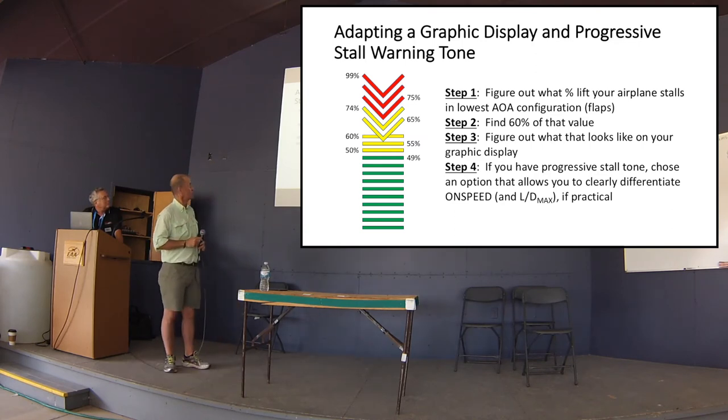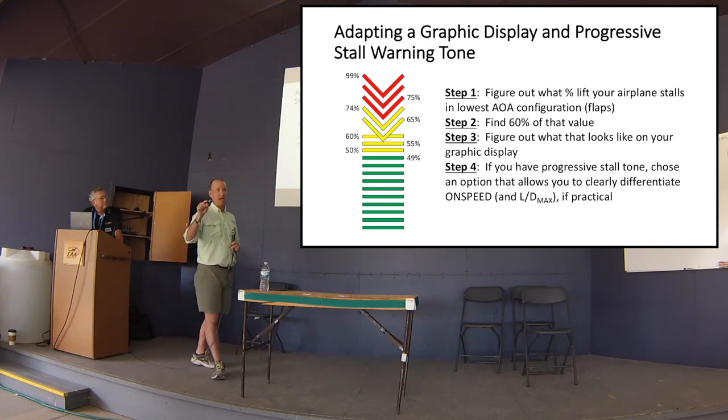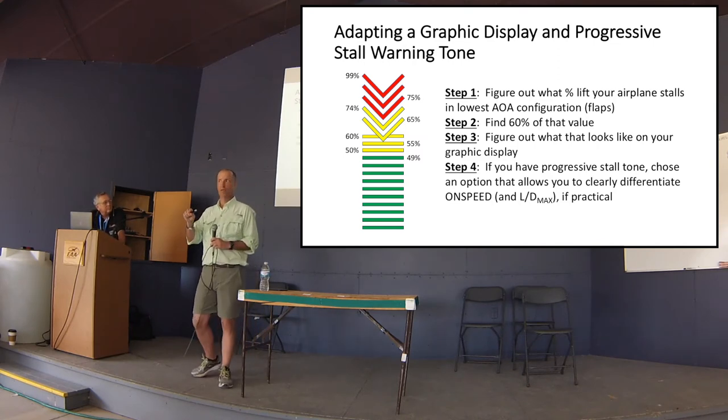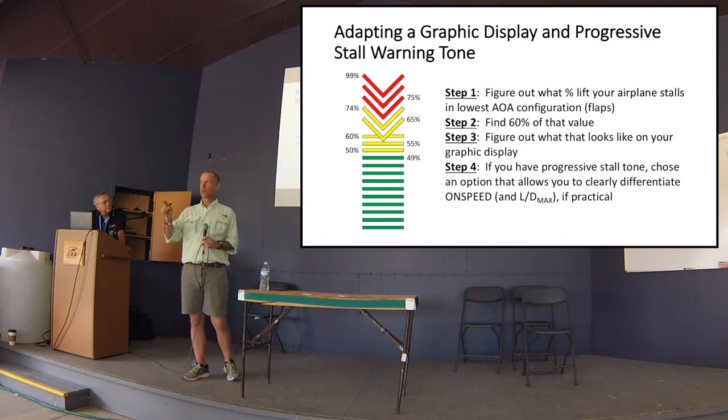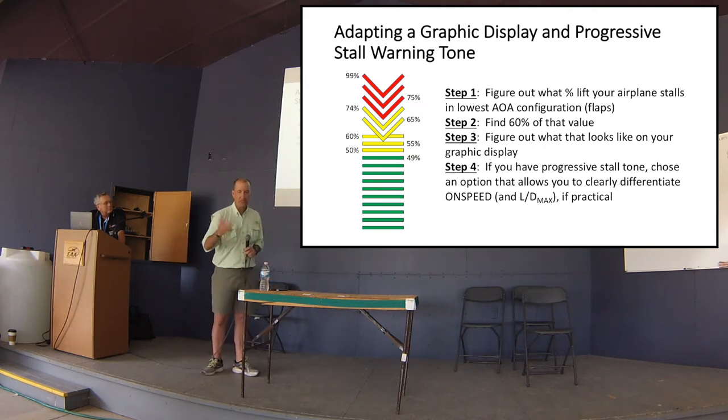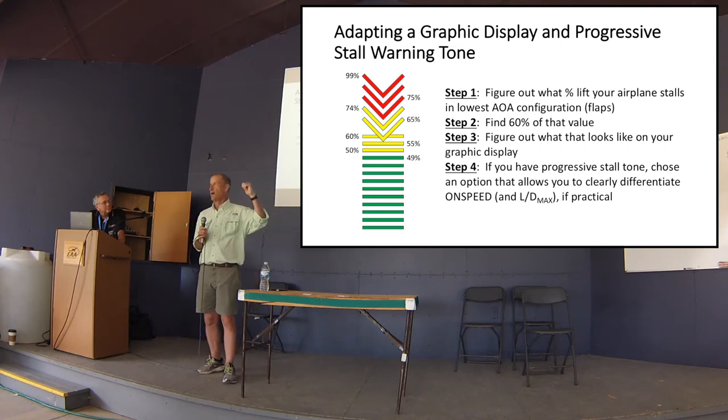Okay. So the first step is you've got to figure out what percent your airplane stalls at in whatever landing configuration you normally fly. Okay. So if that's flaps 30, it's flaps 30. If it's flaps 60, it's flaps 60. And then you need to know what percent lift. And if you have an EFIS, it's easy to know that because those graphs I had on that other page were actually generated from data that I downloaded from the EFIS. If you don't have an EFIS, it's a little harder to find some of that information, okay?